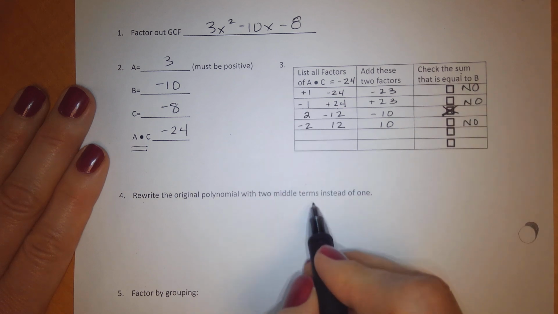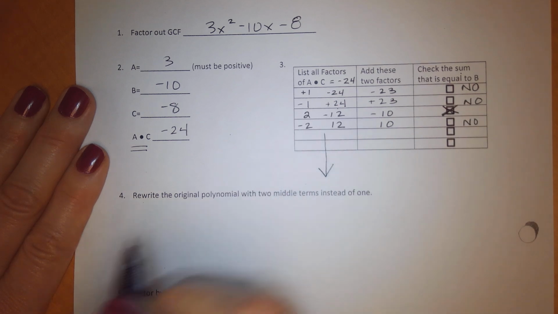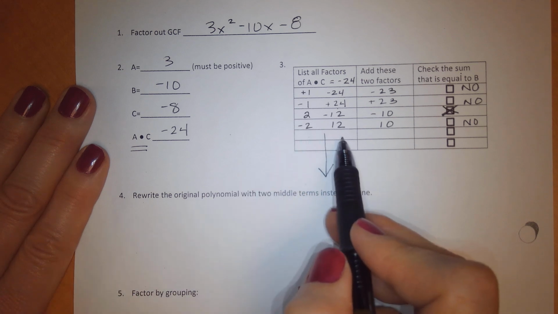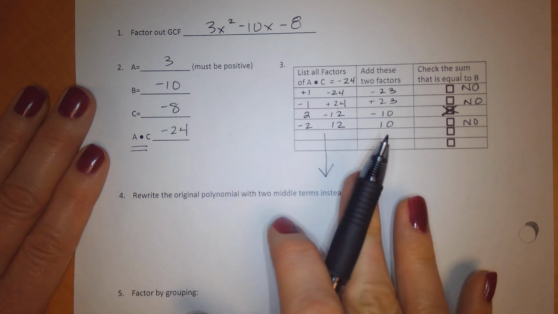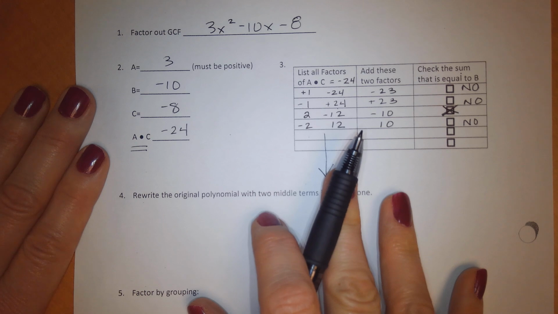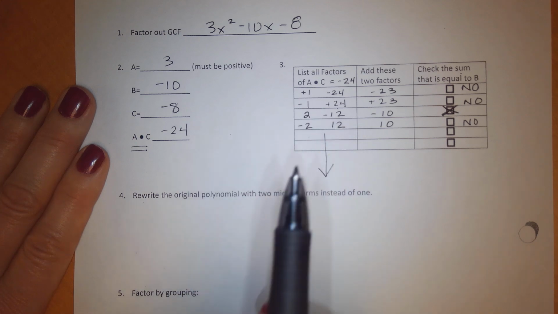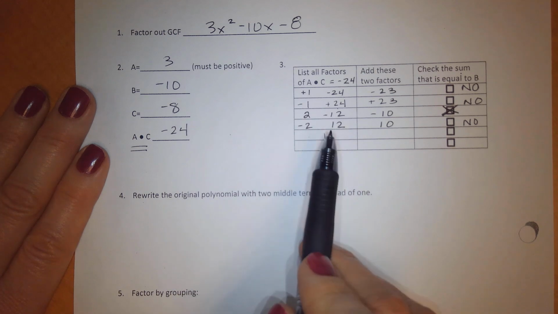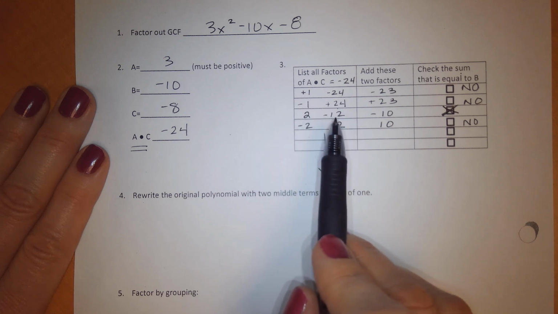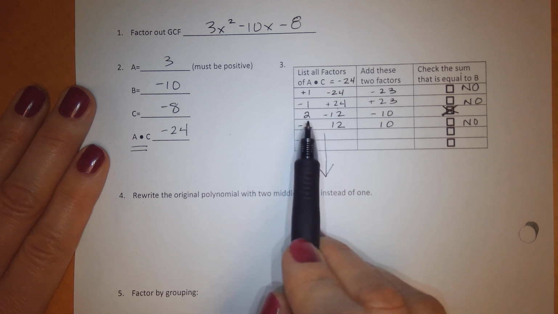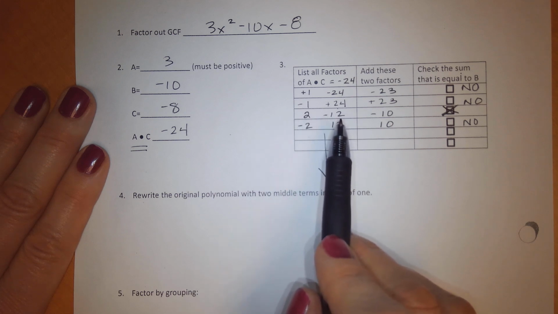No matter what other numbers I tried, I could try multiple other numbers. There could have been 3 and 8, 4 and 6. None of those were ever going to work. There's only going to be one possible combination. In this case, the two integers I'm looking for are 2 and negative 12.